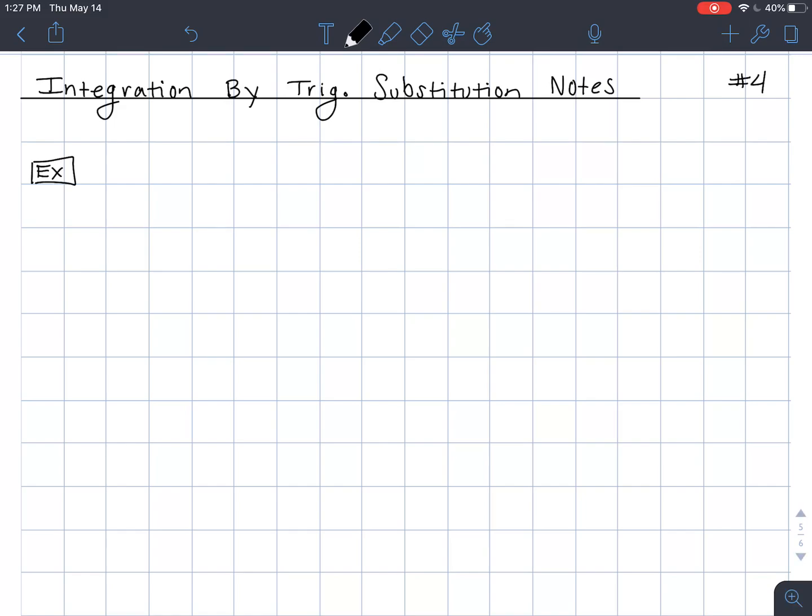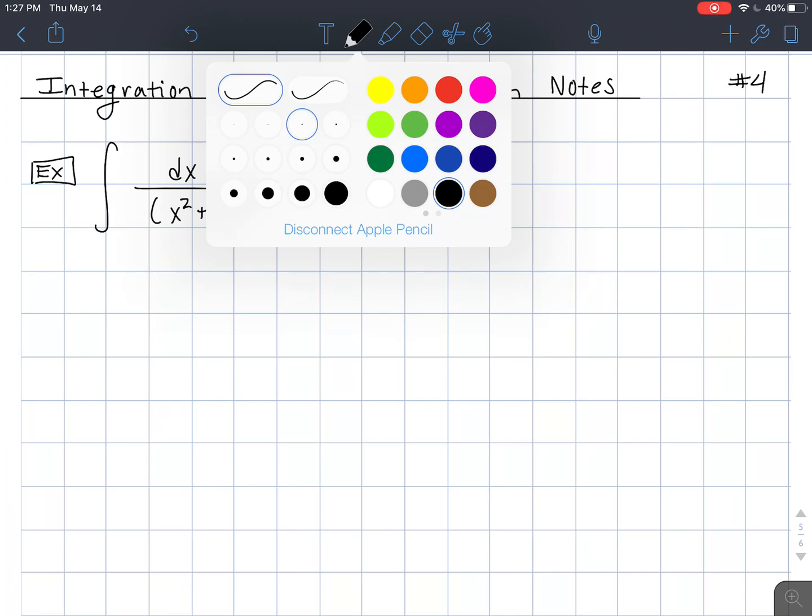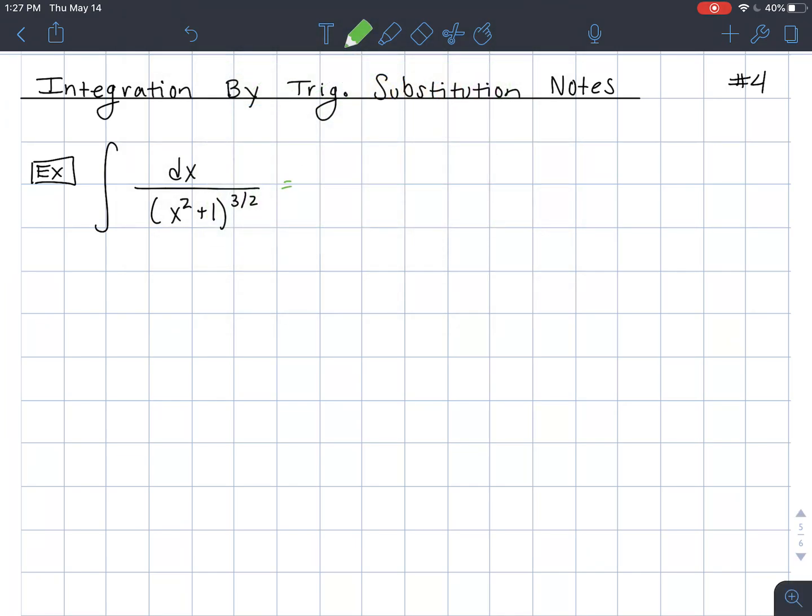So for our first example here, let's look at the integral of dx over the quantity x squared plus 1 to the 3/2 power. That might not at first scream Pythagorean theorem to you, but remember that you could rewrite this as dx over the square root of x squared plus 1 all raised to the 3rd power, cubed. So when I see that square root and a plus sign with two things underneath it, that screams a squared plus b squared to me, so that means this is going to be our hypotenuse, based on the Pythagorean theorem.